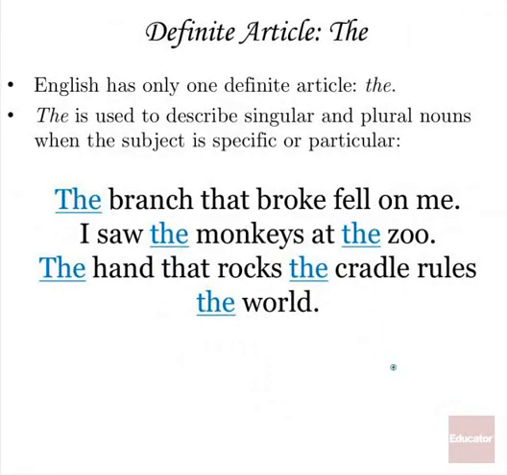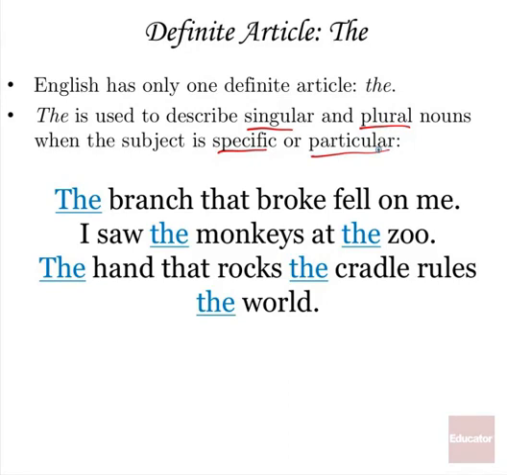All right, now let's look at the definite article. English has exactly one definite article, and it's the. The is used to describe singular and plural nouns. Remember, a and an is only for singular. Use the when the subject is specific or particular, when it's the only one of its kind or the only one that you could mean, or something you can point at, basically.